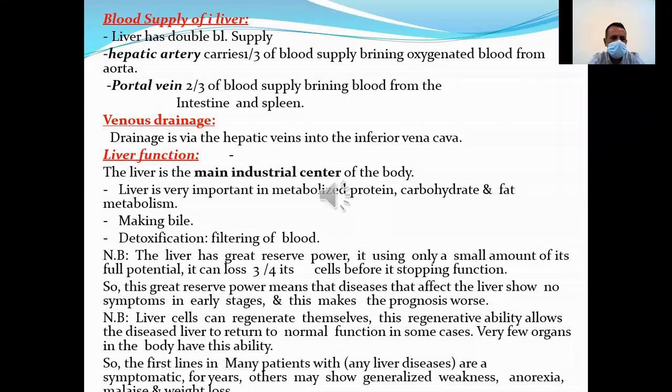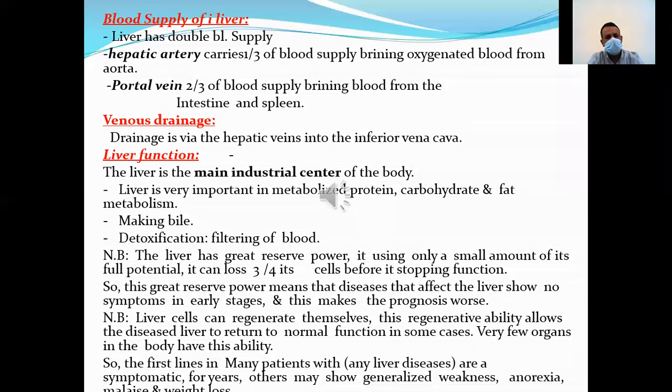What's the liver function? The liver is the main industrial center of the body. مركز التصنيع in the body هو liver. The liver is very important in metabolizing protein, carbohydrate, and fat, making bile, detoxification, fighting infection, and filtering of the blood.